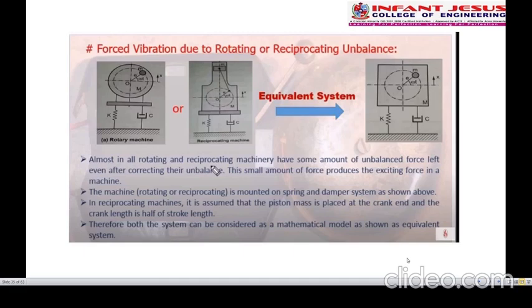In the figure you can see that there is a rotating and reciprocating machine. In this machine you can see that this is a rotary machine. Here the rotary machine may be supported by a spring and a damper. The spring has a stiffness K and the damper has a coefficient of C. It may be supported on a foundation.